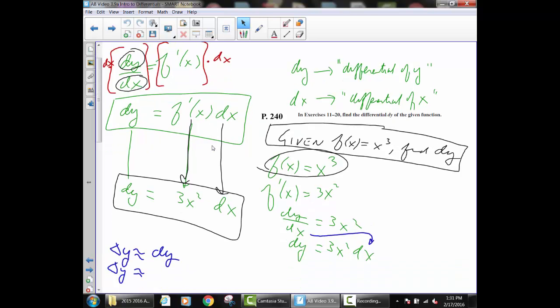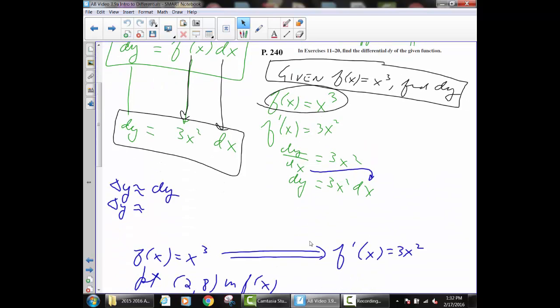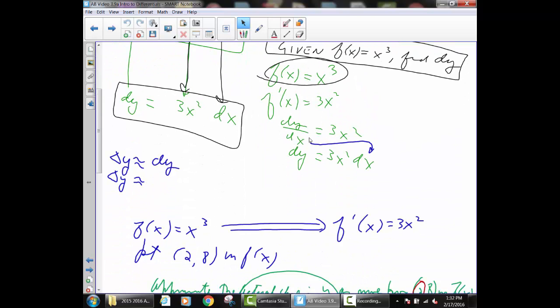So, for example, if you're given f of x equals x cubed, and the question is find dy, you can look at it two ways. You can learn this formula, dy equals f prime of x dx, and go, oh, if f of x is x cubed, f prime of x is 3x squared times dx. I think it's easier to just go from f of x equals x cubed to f prime of x equals 3x squared. In other words, dy dx equals 3x squared. In other words, just multiply both sides by dx to isolate the dy.